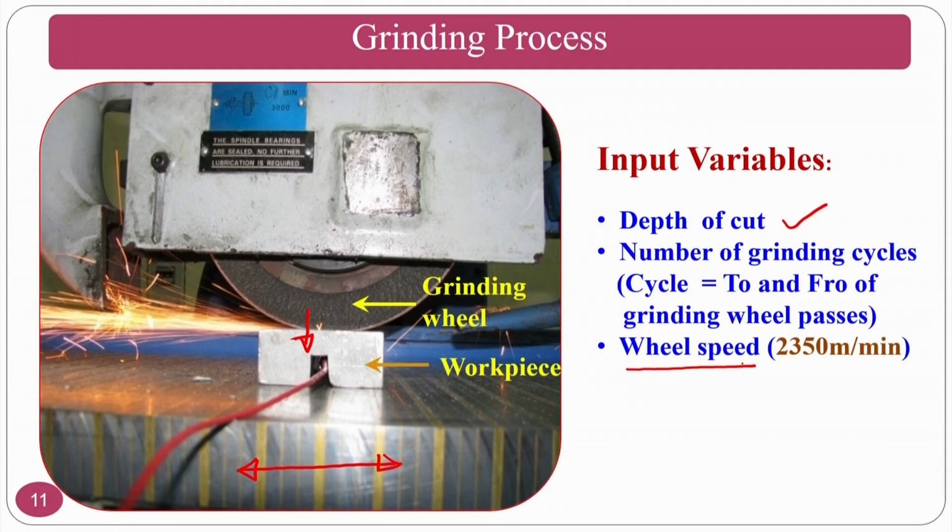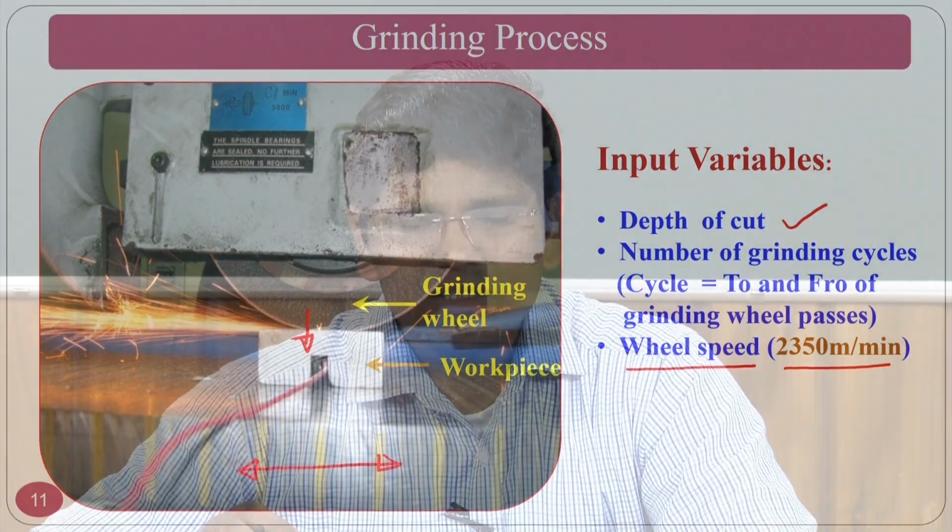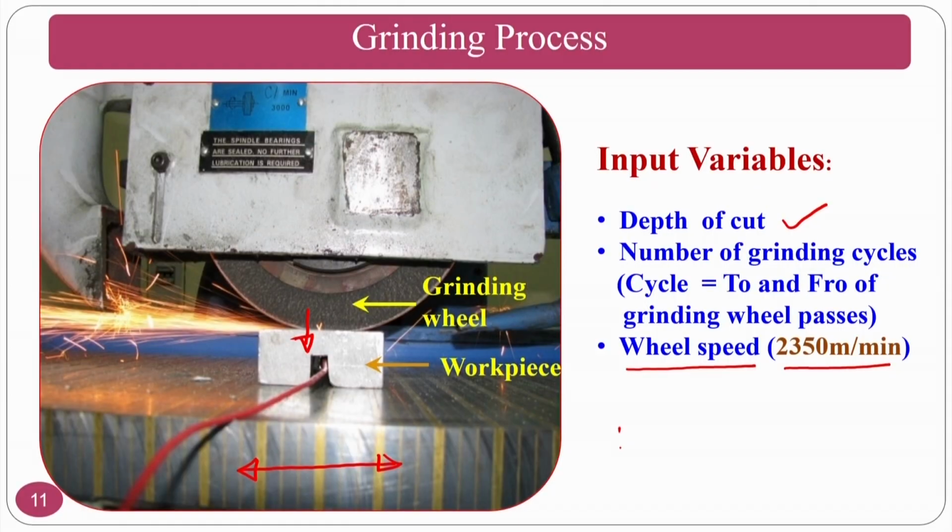Normally, the wheel speed also can be variable, but in some of the grinding setups the wheel speed will be constant. In the experimental setup that we have, normally the wheel speed is 2350 meters per minute. Okay. So, in some grinding machines the wheel speed is constant, and in some the wheel speed will be variable. If you have a variable, you can vary whether you want 1000 rpm, 2000 rpm, 3000 rpm or something. Rpm means rotations per minute, whatever rpm you want, you can use if it is variable.